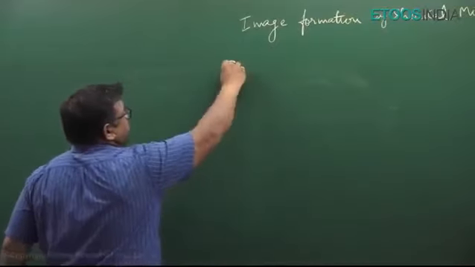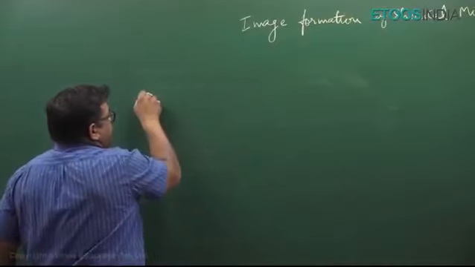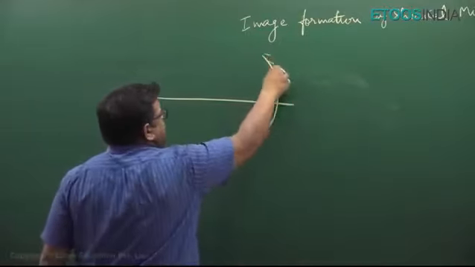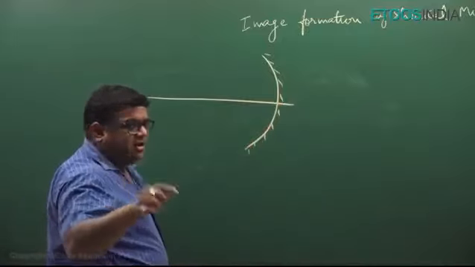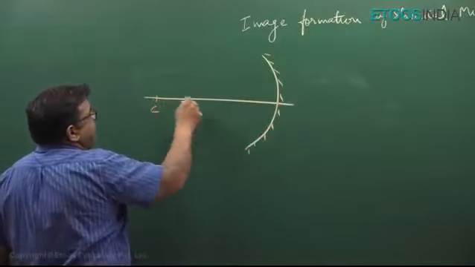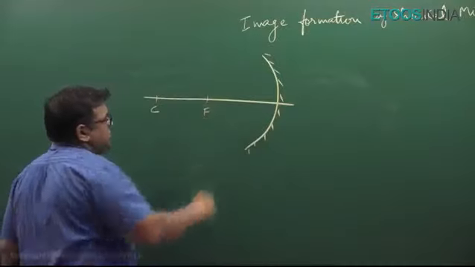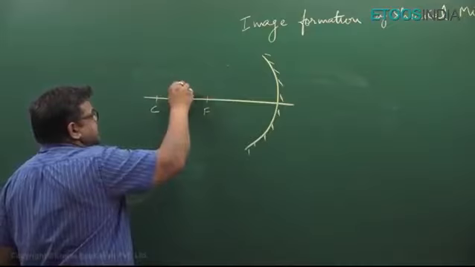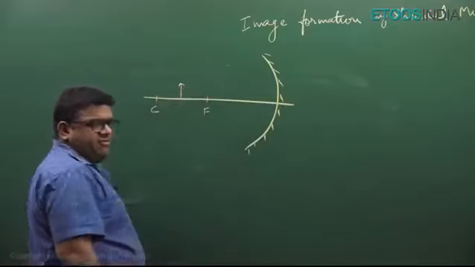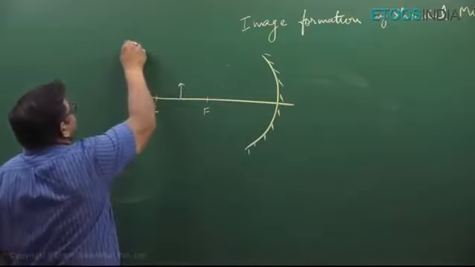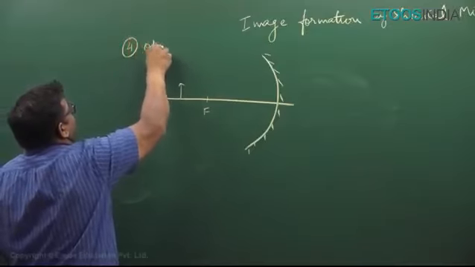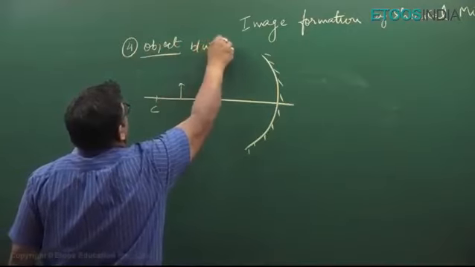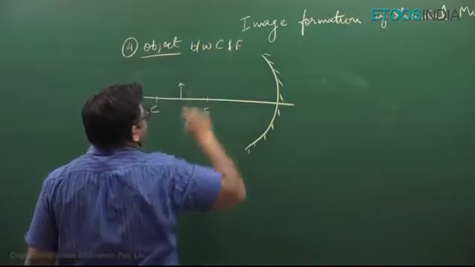So, look at it. First of all, I'll make a straight line, then using a compass, I'll make an arc of 10 or 8 centimeters. Clear? Then, I'll mark half of it, focus. Got it? Now, the object is placed between C and F. This is the fourth position. Object between C and F.